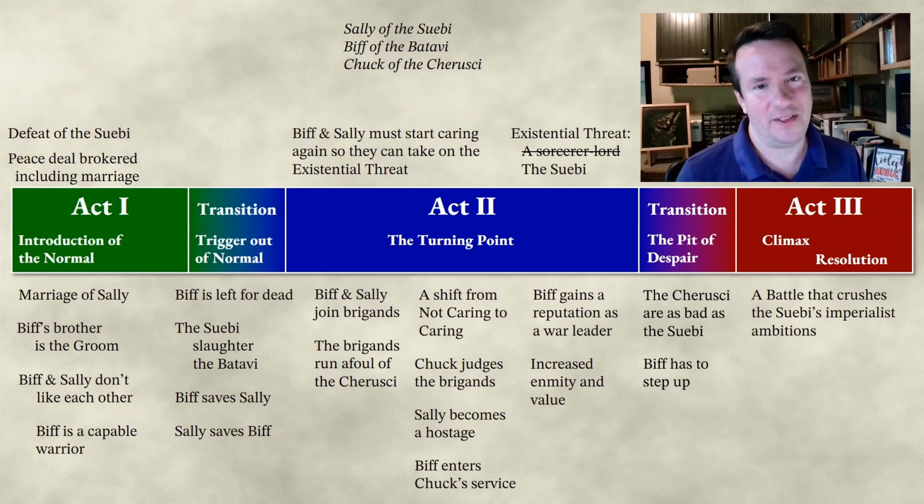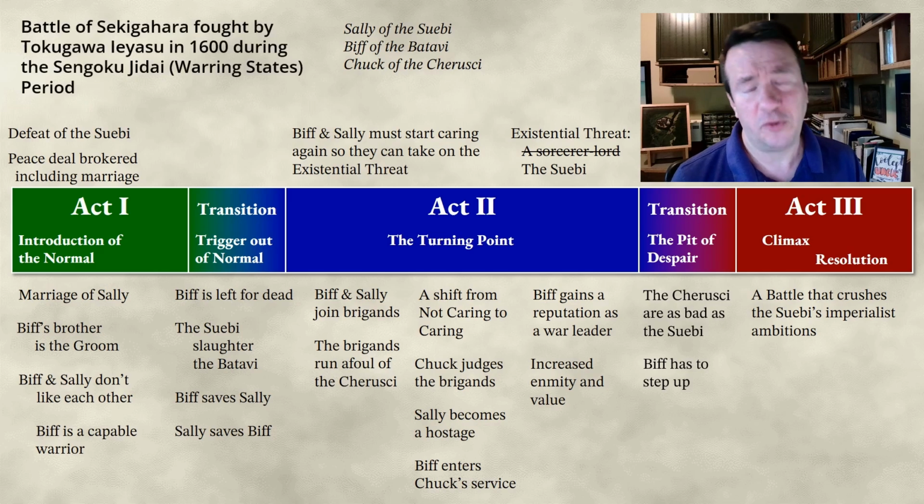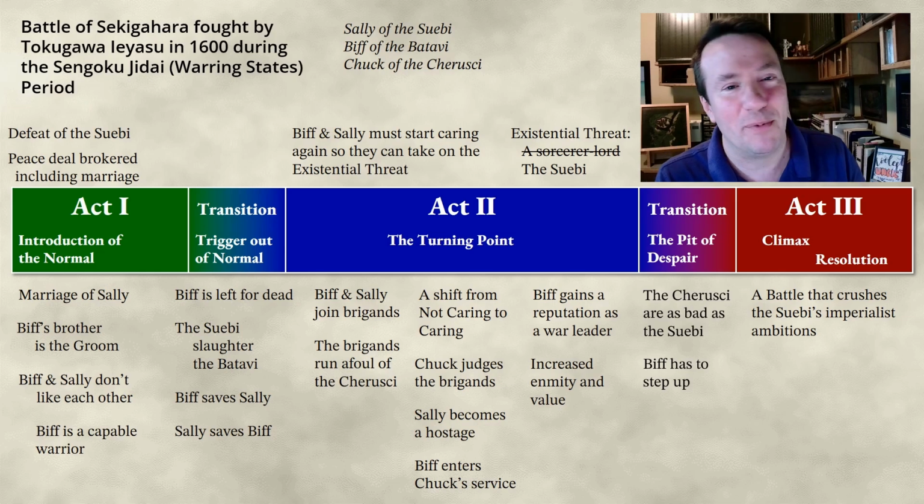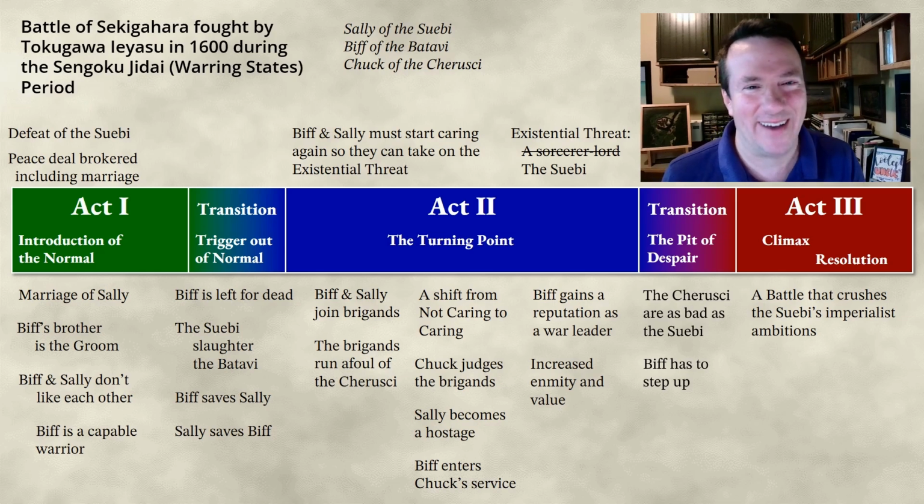Now, as soon as I thought of this idea, the Battle of Sekigahara popped into my head. This was fought by Tokugawa Ieyasu in Japan during the Sengoku Jidai period, also known as the Warring States. It is not a perfect fit for anyone who has read the battle, but my memory wasn't perfect, and I came up with the idea, then I looked up the battle and realized I was a little bit off.